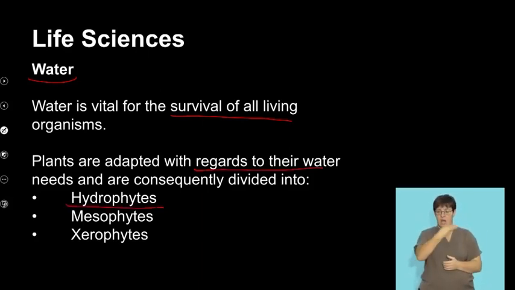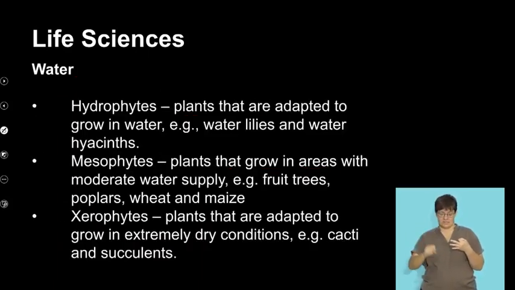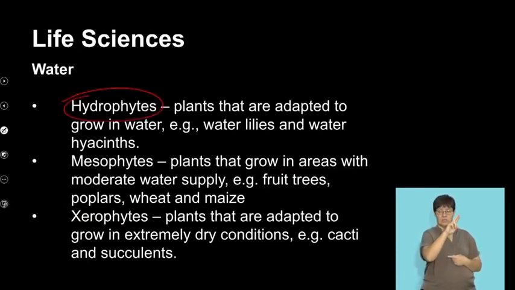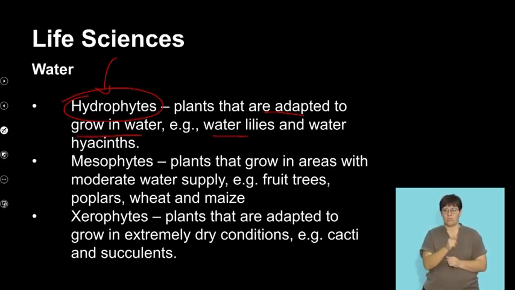Your hydrophytes, your mesophytes, and your xerophytes. And that's based on the availability of water. Let's look at your hydrophytes. The word hydro refers to water, and so these are plants that are adapted to living and growing in an abundance of water. So your water lilies and your water hyacinths are plants that grow predominantly in water.